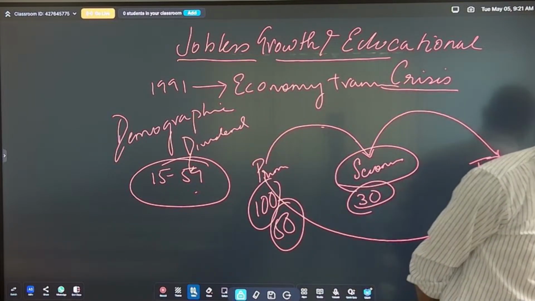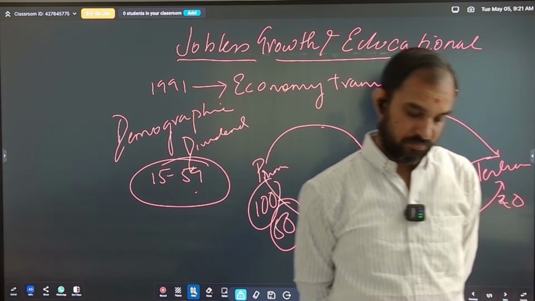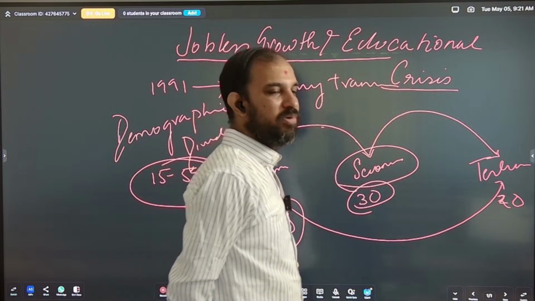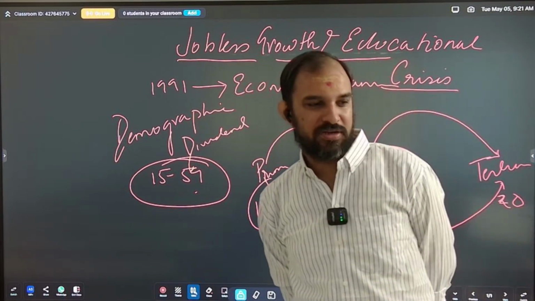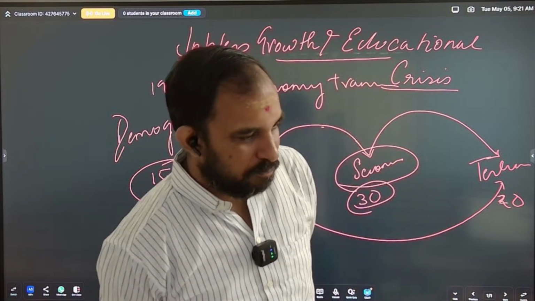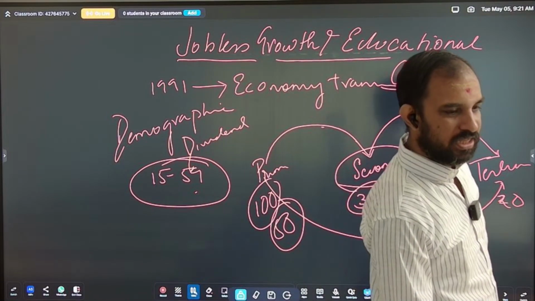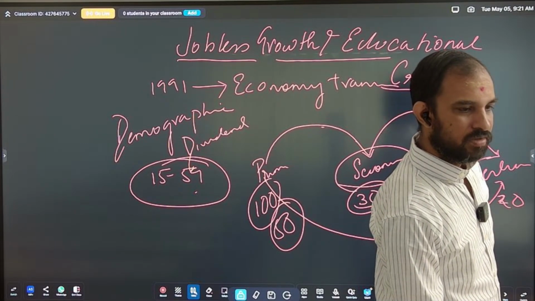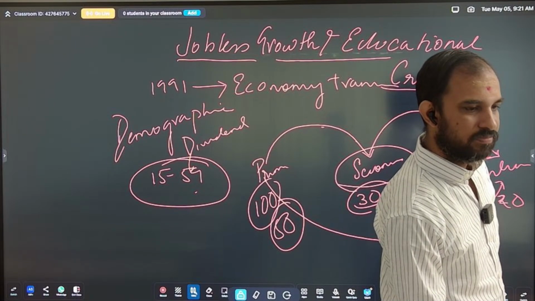and by 2055, the same population becomes largely unemployed with no social security.